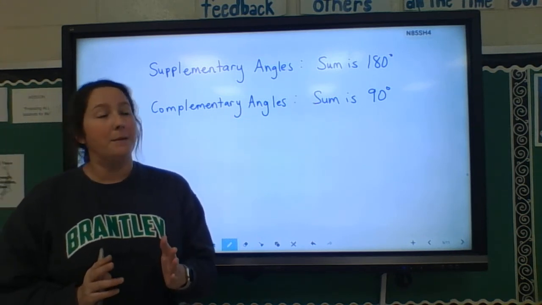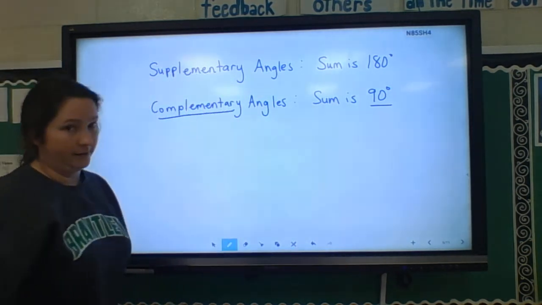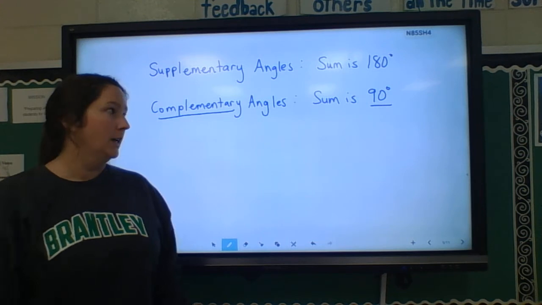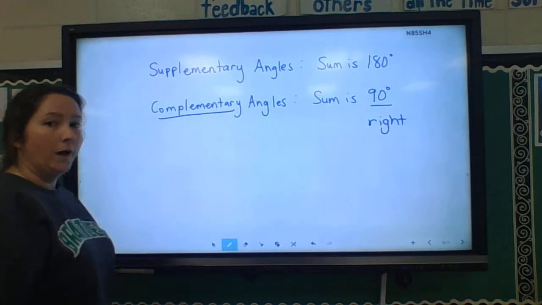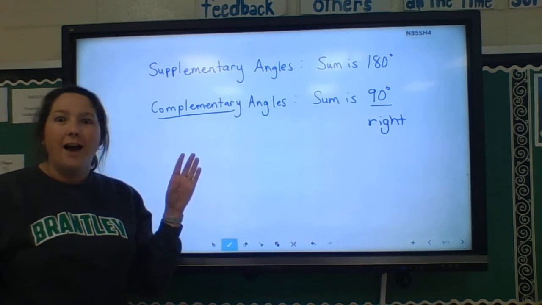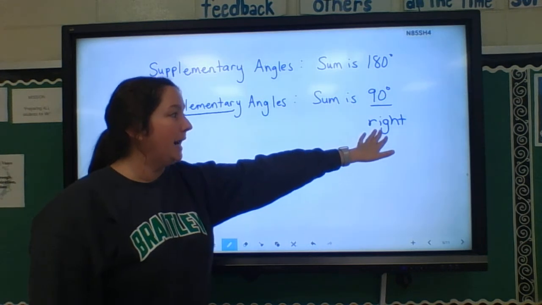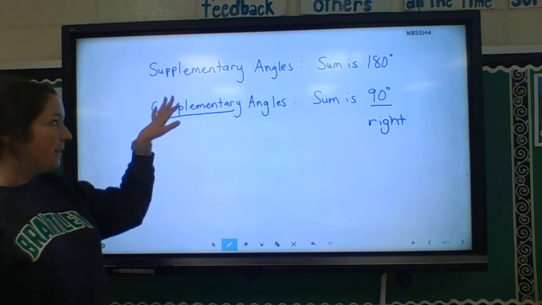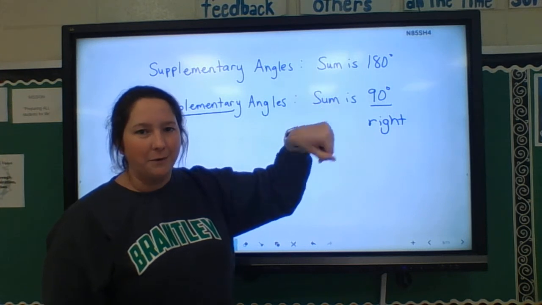So here's a good way to remember. Complementary is 90 degrees. 90 degrees is a right angle. It is right to give a complement. Oh, Miss Beck, that's the greatest. It is the right thing to do to give a complement. So complementary angles, the sum is 90 degrees. Just a little way to remember things.